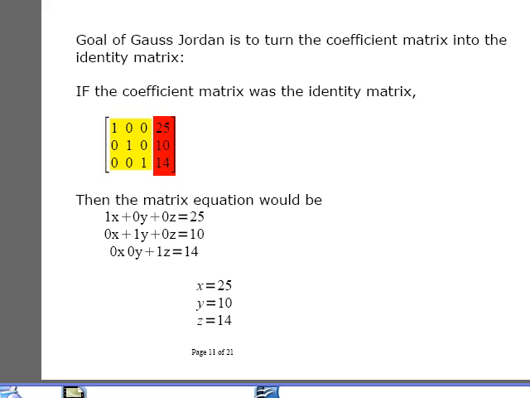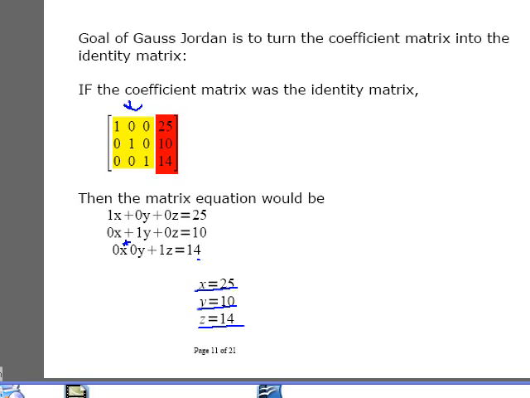It would be 1x plus 0y plus 0z is 25. The second would be 0x plus 1y plus 0z is 10. And 0x plus 0y plus 1z is 14. In other words, if the coefficient matrix is the identity matrix, then x equals 25, y equals 10, and z equals 14. And that's the goal of Gauss-Jordan, to turn the coefficient matrix into the identity matrix.